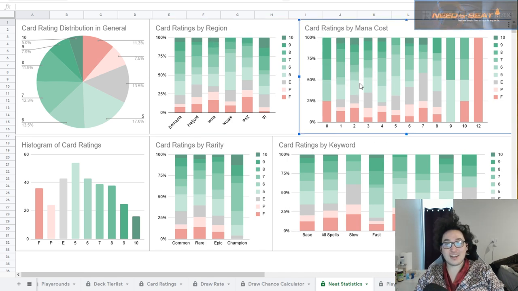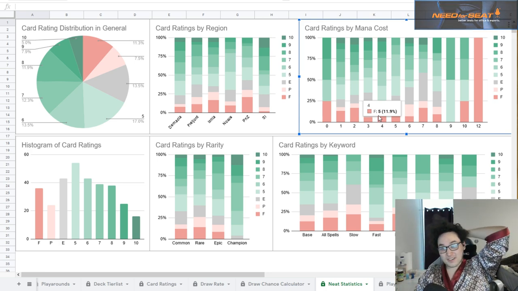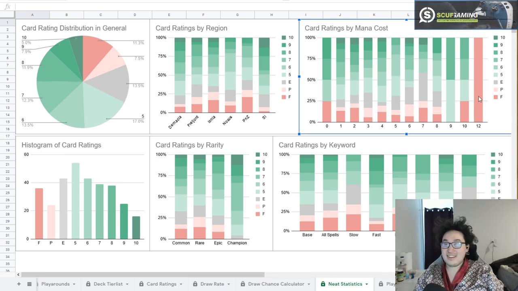And see an interesting chart like card ratings by mana cost. There's just so much to talk about, like how these distributions work, right? Here's 12. This is War Mother's Call, obviously. Histogram of card ratings, just showing the distribution of these card ratings by rarity. You can see here champions have a lot of tens.